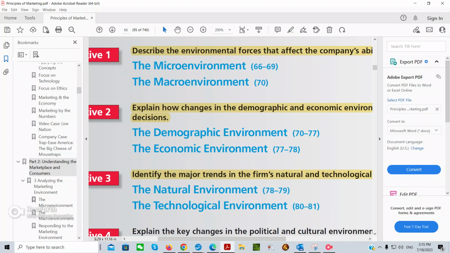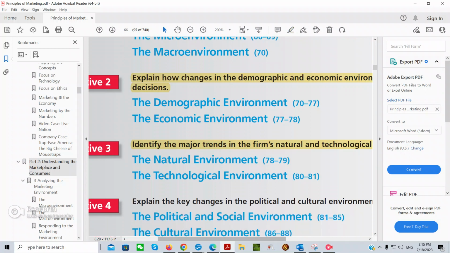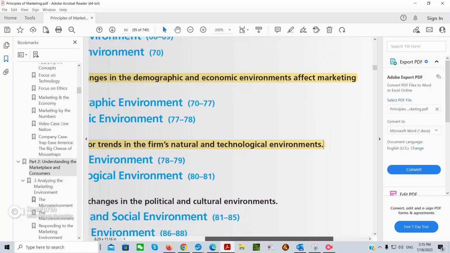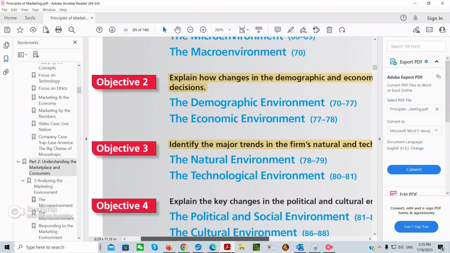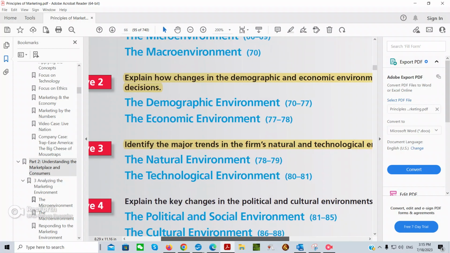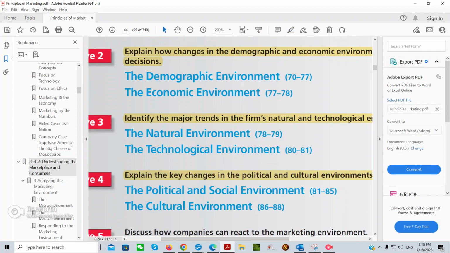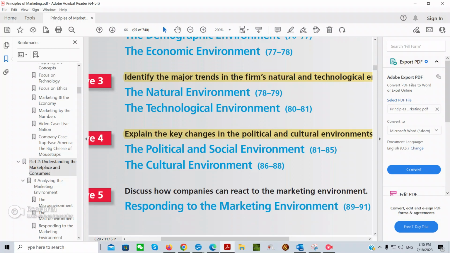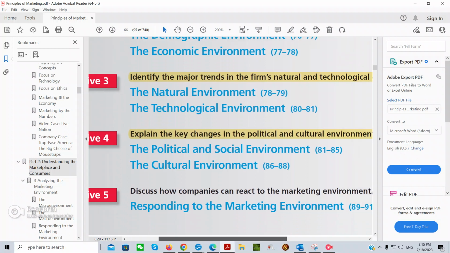Okay, now I'm referring to the natural environment and the technological environment. Okay? Because the environment for these trends is natural and technological. Number 4, we want to explain the key changes in the political and cultural environments. If we don't know what's changed, we don't know what to adapt. Okay? Remember, that's the political and social environment for one. The second one is the cultural environment.